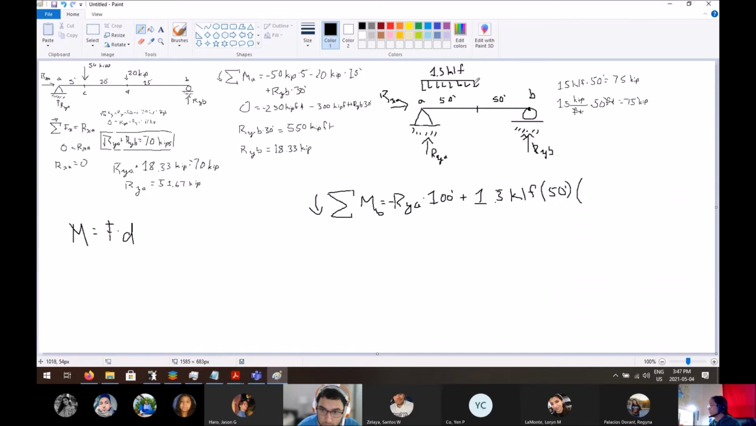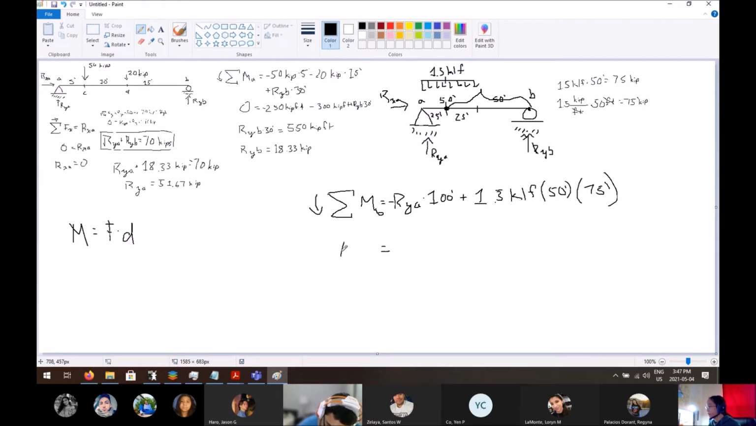So you can see the start of it happens 50 feet away. Its span is also 50 feet. So divide that in half, you get 25 feet. Remember, this point is the center of the line load. So we use the distance from here to here, right? So 50 feet plus 25 feet would be 75 feet. And then you can just solve that out. I'll do it because why not?